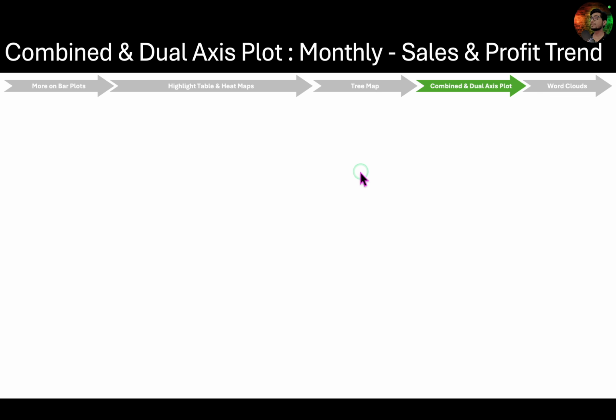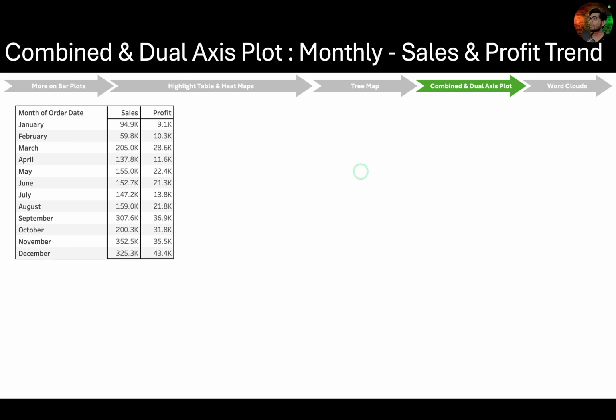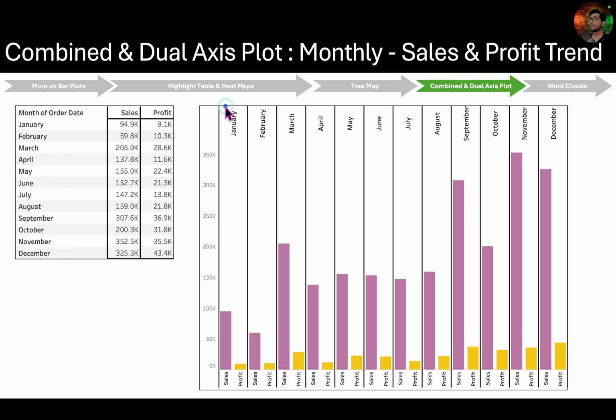The next question is quite similar to the previous one. But this time, instead of analyzing sales and profit by subcategory, we are shifting our focus to understand how sales and profit trend across each month in the Superstore sales dataset. Here we have a simple data table showing the raw numbers we are interested in.